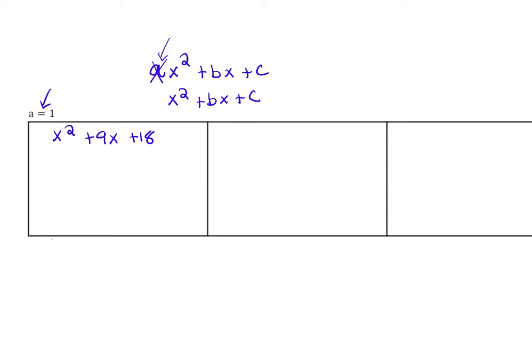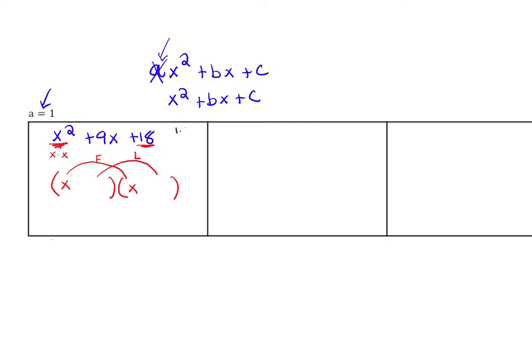Okay, so let's think about this. When I did my first terms, I got my first term in the answer. So what are factors of x squared? The only thing you can do is x times x. And then these two numbers gave me the 18, the last. So I need factors of 18.